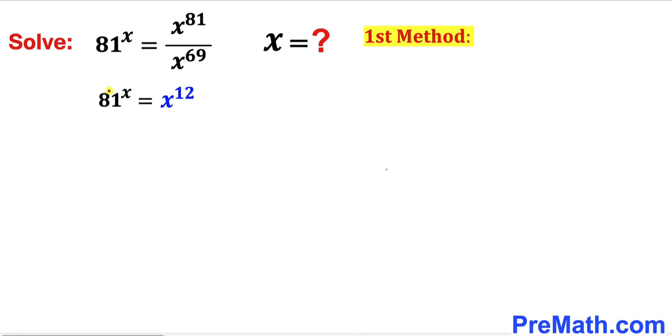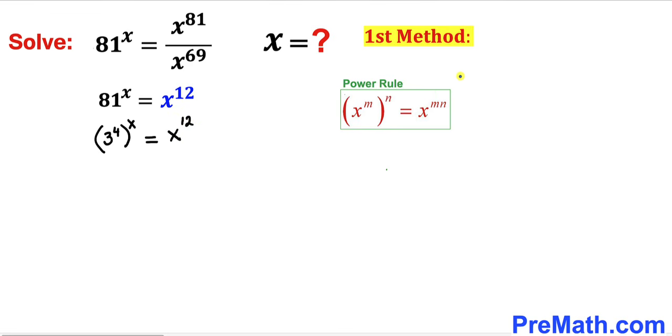Let's focus on the left hand side, on this base 81. 81 could be written as 3^4. So this whole equation could be written as (3^4)^x equals x^12. Now let's recall the power rule of exponents. If we have (x^m)^n, in other words nested exponents, then this could be written as x^(m times n). So on the left hand side, we multiply out these nested exponents, 4 and x, so this could be written as 3^(4x) equals x^12.